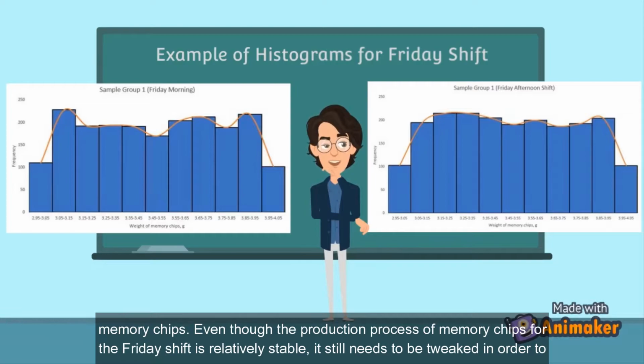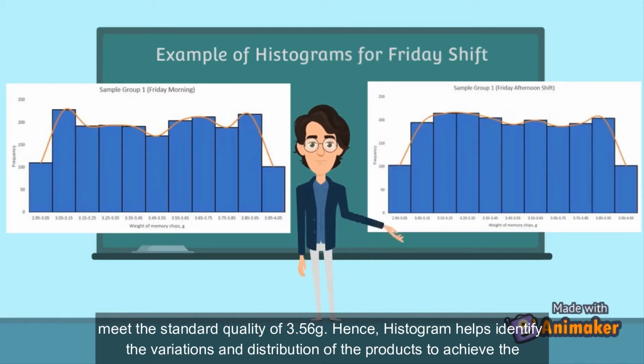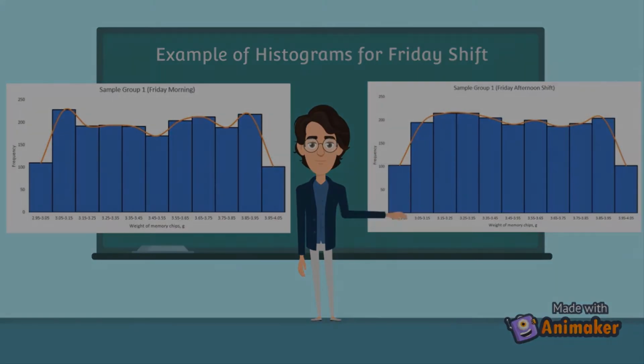Even though the production process of memory chips for the Friday shift is relatively stable, it still needs to be tweaked in order to meet the standard quality of 3.56 grams. Hence, histogram helps identify the variations and distribution of the products to achieve the standard quality specified for the products. The details of the histogram for other production days are included within the reports.